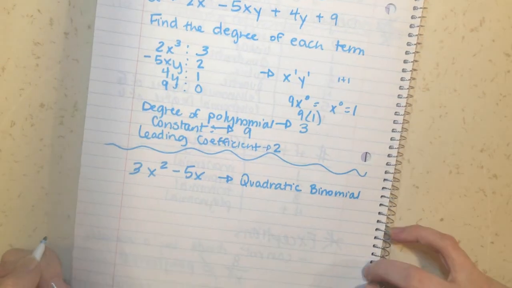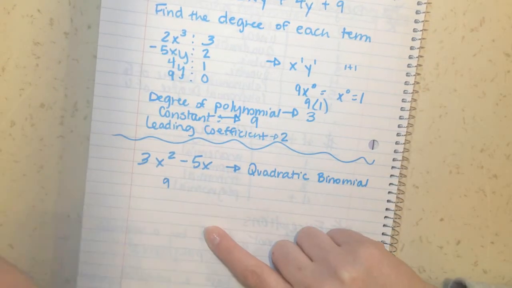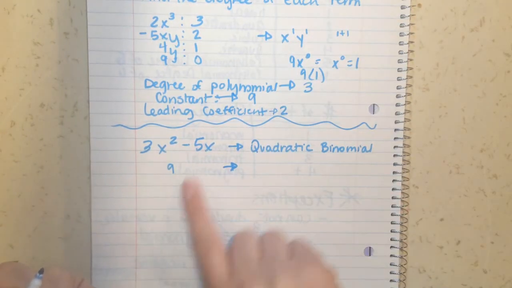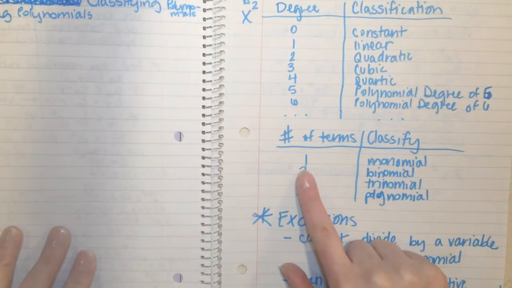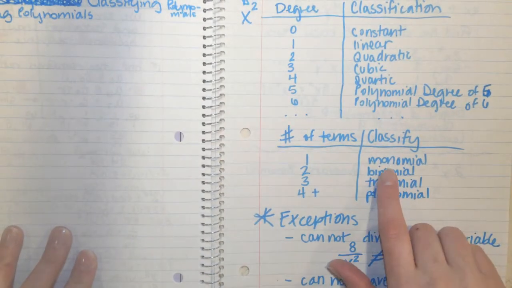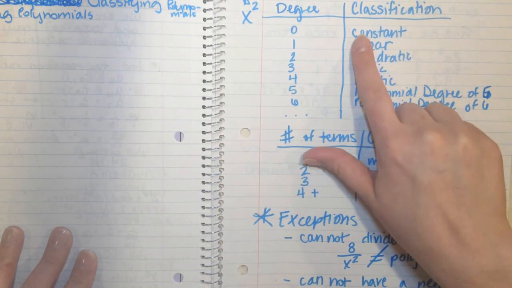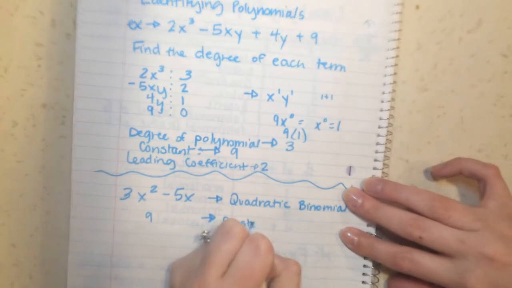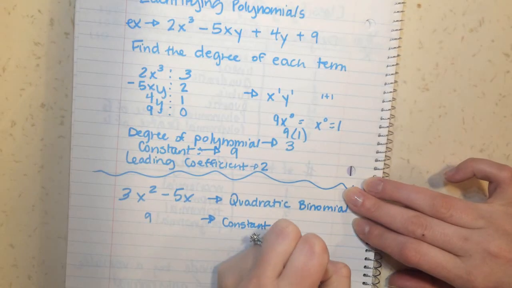All right. What if I just had a number by itself? Well, there's only one. It's a monomial, and it's a constant, right? It's just a plain number by itself. So it is a 0 degree. So a constant monomial.